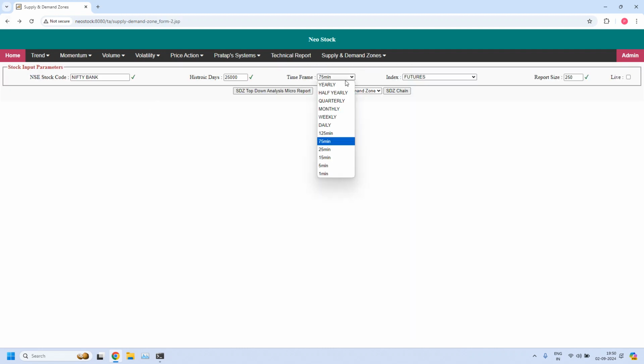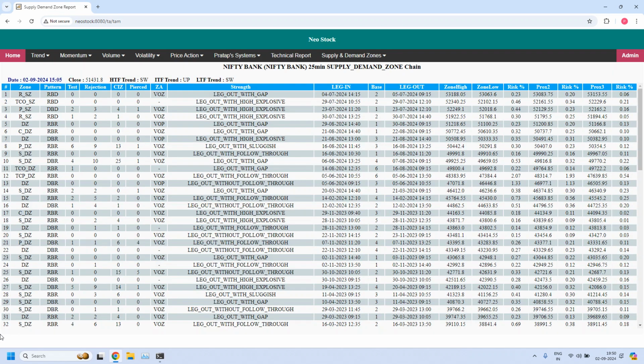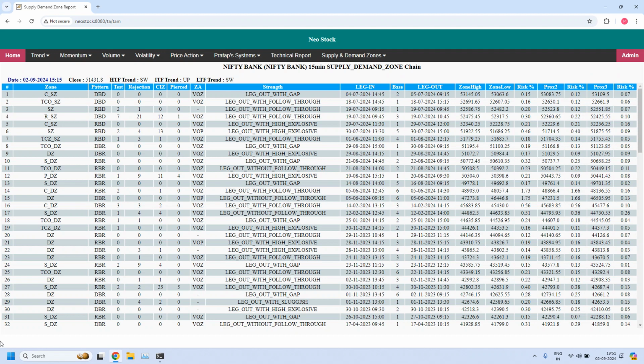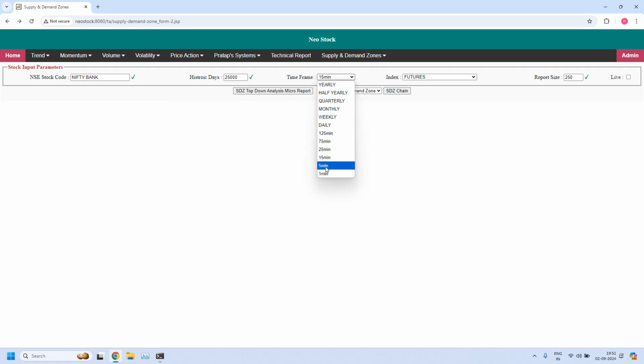Next time frame is 25 minutes. I'm generating 25 minute supply demand zone chain for Bank Nifty. The next time frame is 15 minutes. I'm generating 15 minute supply demand zone chain for Bank Nifty. And the last time frame is 5 minutes. I'm generating 5 minute supply demand zone chain for Bank Nifty.